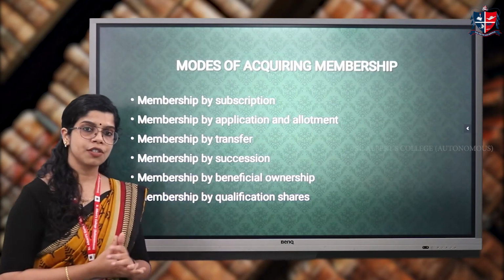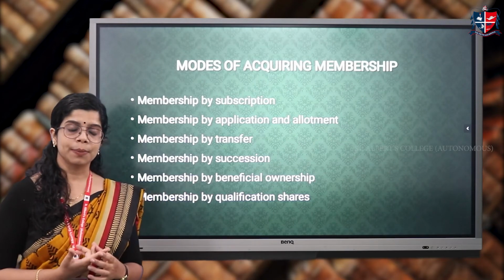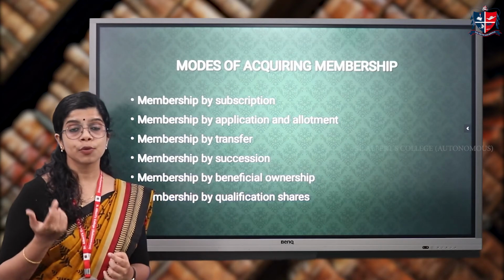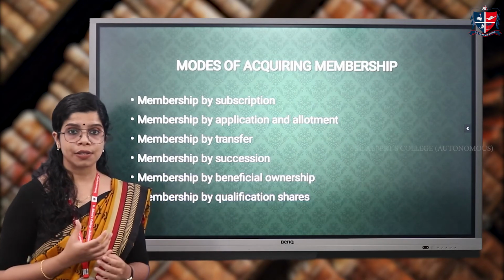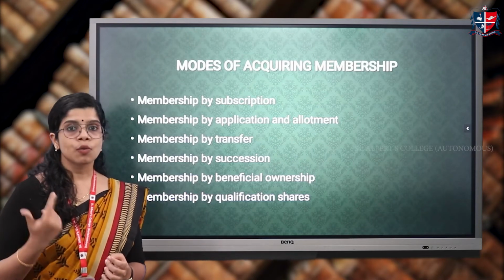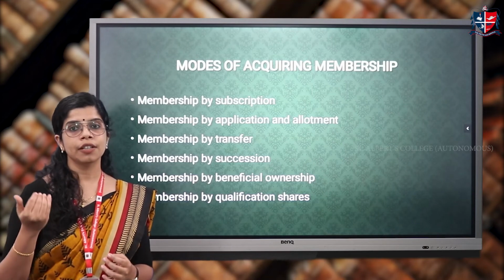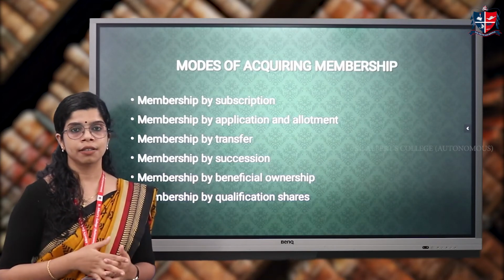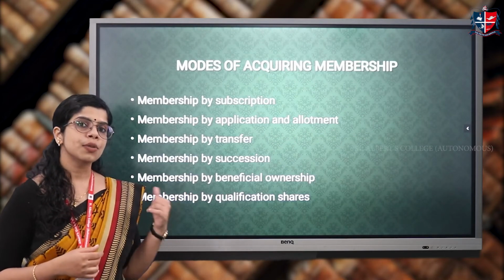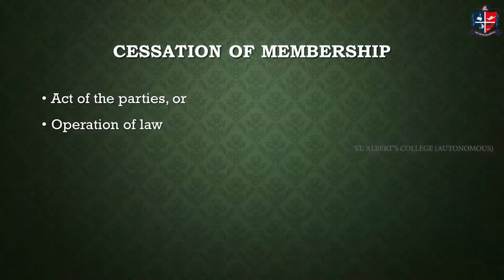Membership by qualification shares. If a person wants to become a director of a company, then he is supposed to acquire some shares of the company. These shares that have been acquired are known as qualification shares. Just because he has been qualified or selected to become the director of the company, he is supposed to acquire the shares of the company. So in that case, membership by qualification shares applies.